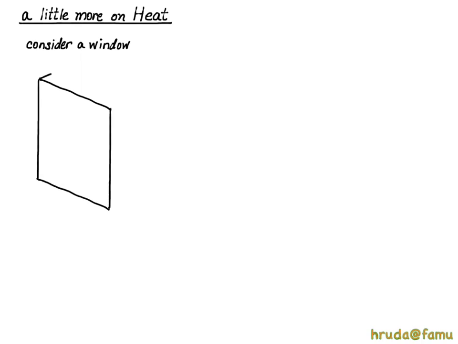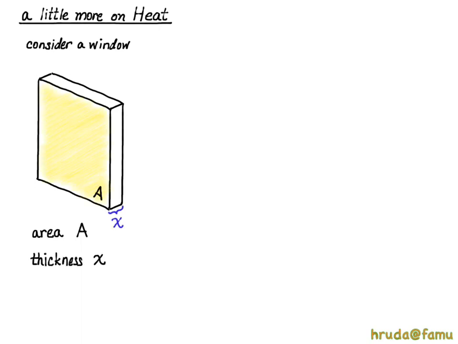Just a little bit more on heat. We can look at heat transfer rates through solid objects, or we can look at a heat flux. Let's consider a window. The window has an area A and a thickness X. There is a temperature gradient on this window where we've got T2 on one side and T1 on the other side. Where T2 is greater than T1, we'll have heat being transferred from T2 to T1.